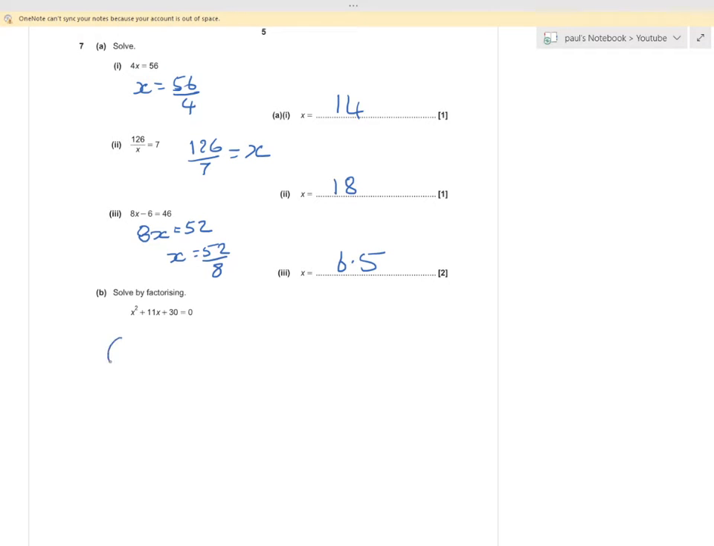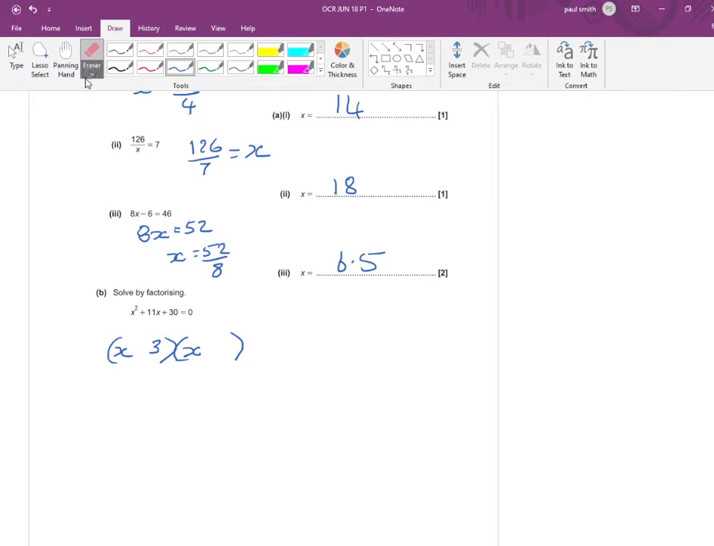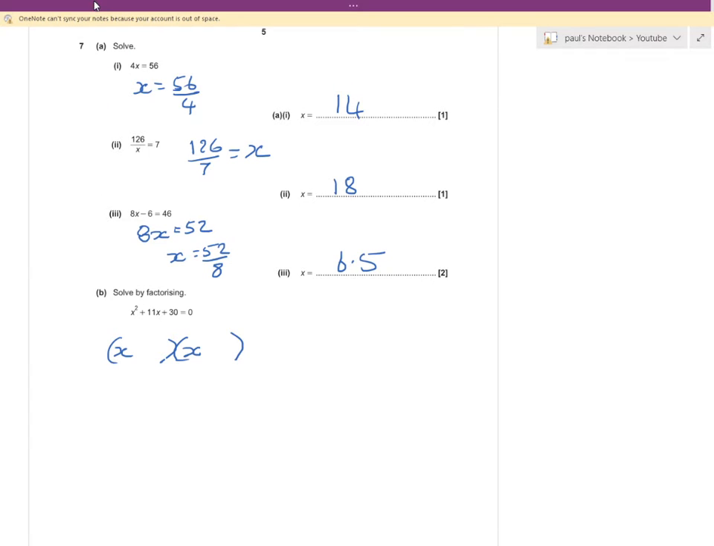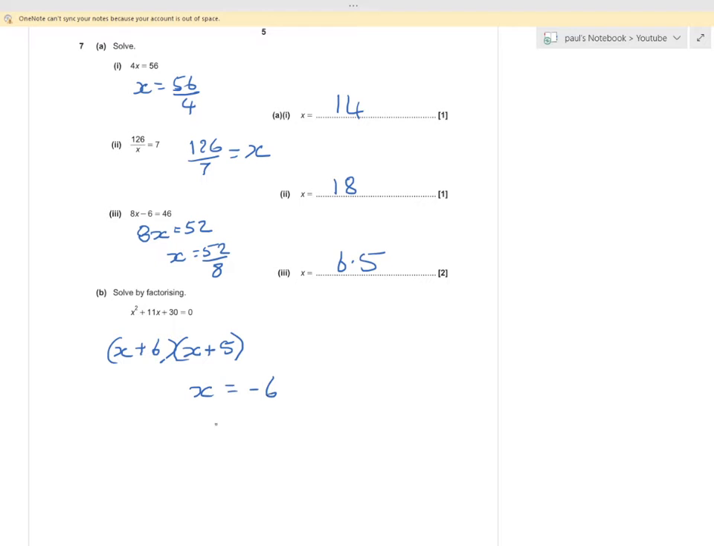Solve by factorising. Okay, so let's do this. Solve means we've got to find both values of the x's. So x and x. Now, factors of 30 that add together to make 11. So 3 times 10? No, because that's 13, isn't it? What else adds to make 11? 6 fives. 6 and 5. It's all plus. So x has a value of minus 6, and x also has a value of minus 5.